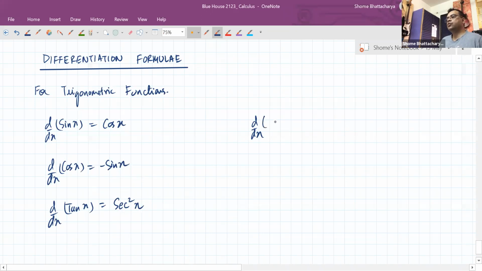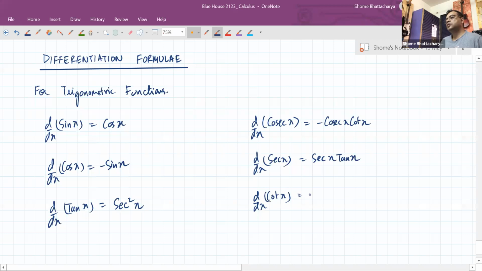Similarly, differentiation of cosec x, but you know cosec x is 1 by sin x, is given by the formula minus cosec x cot x. Differentiation of sec x is given by the formula sec x into tan x. And differentiation of cot x is given by the formula minus cosec square x.